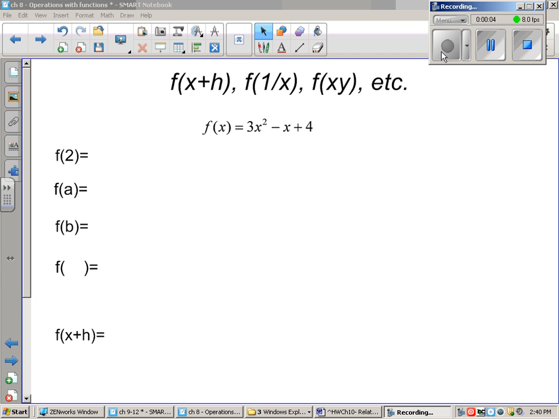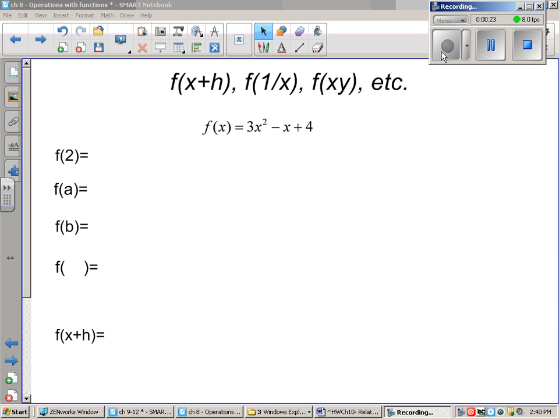In this lesson today, we're going to be looking at what happens when it's not written as f of x, or g of x for that matter, but has other things in there like x plus h, or 1 over x, or x times y, or what have you. And so to start, we're just going to use this example here. F of x equals 3x squared minus x plus 4.